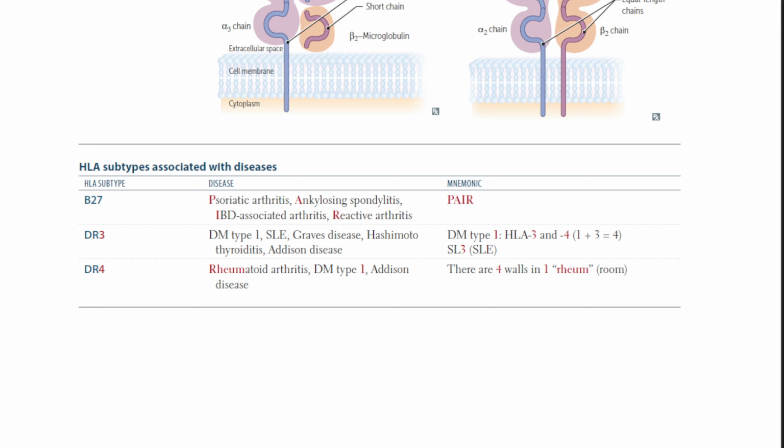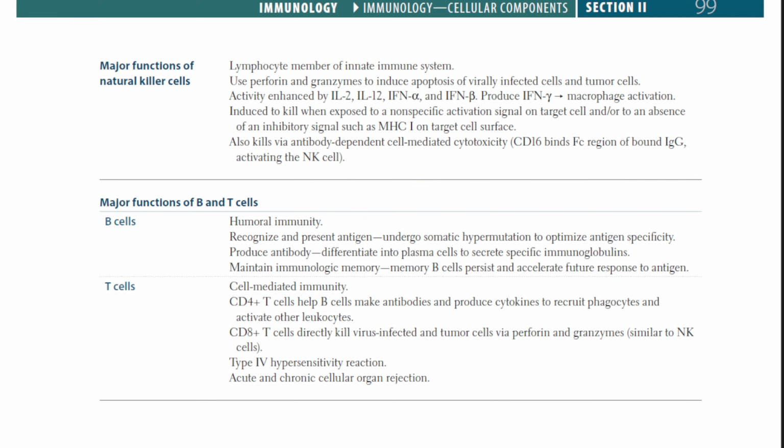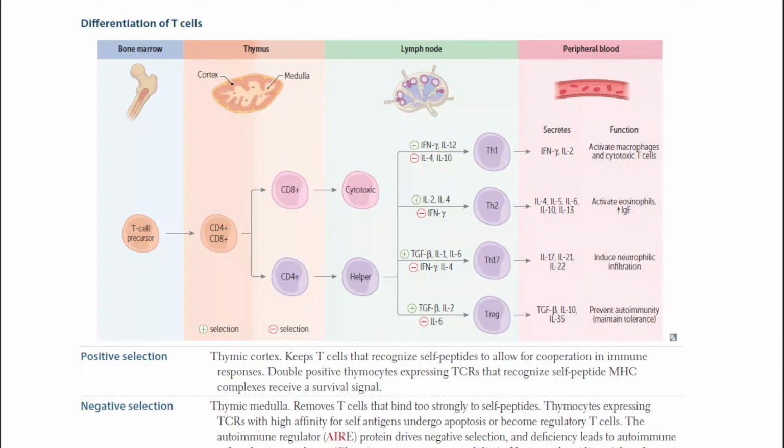So let's see if I can do a couple of questions before jumping into the next video. In the next video, we're going to be reading about this part here: measuring function of natural killer cells, function of B and T cells, and differentiation of T cells. Okay, let's do a couple of questions.